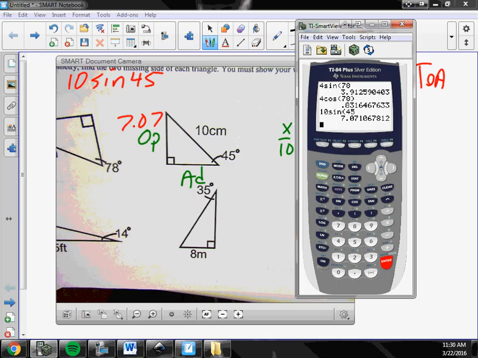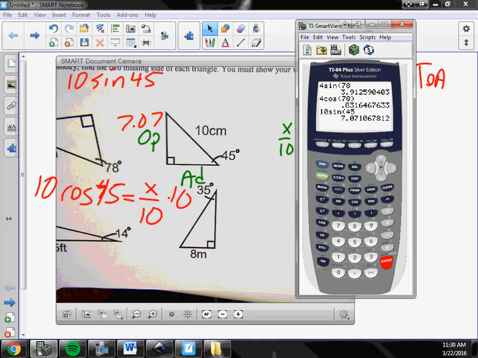How am I going to calculate the adjacent? Cosine of 45 is equal to x over 10, times by 10. 10 cosine of 45. Uh-oh, what did I do wrong? Why not? Not equilateral, you're close. Isosceles. How do I know that the opposite and the adjacent are the same length? Because the two angles are each 45, so the sides opposite those 45s have to be the same size.